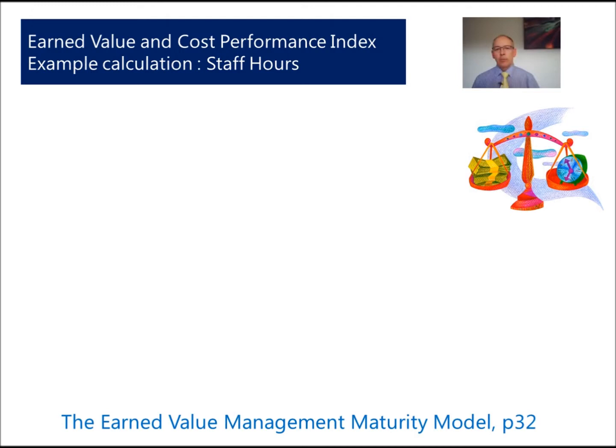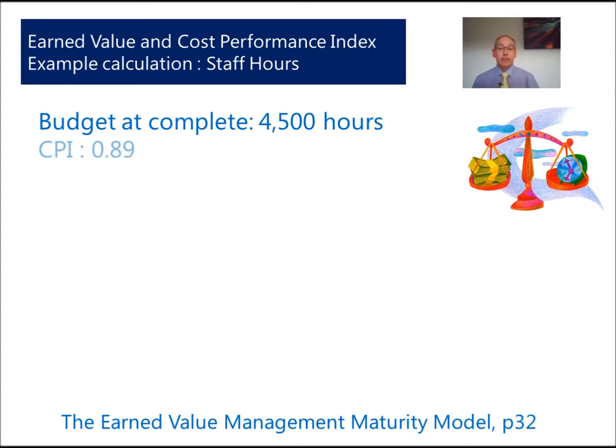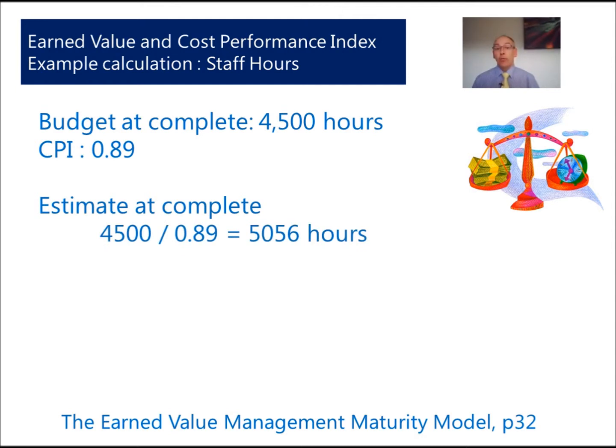So let's assume that we have a budget at complete of 4,500 hours. We've done our estimating, we've done a bottom-up estimate based on a work breakdown structure, and we believe we need 4,500 hours of work. Now we've calculated our CPI early in the project, and so we can calculate our estimate at complete as our 4,500 divided by the 0.89. This gives us 5,056 hours. And so suddenly we've identified now that we're going to need more resources to deliver the project, to get to the end point, unless our scope is going to change.